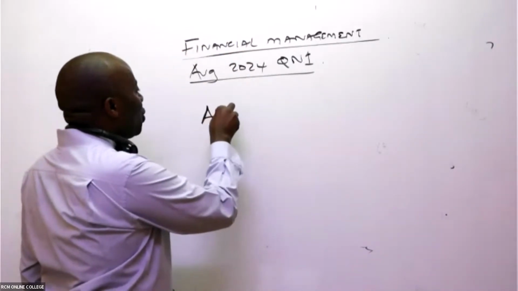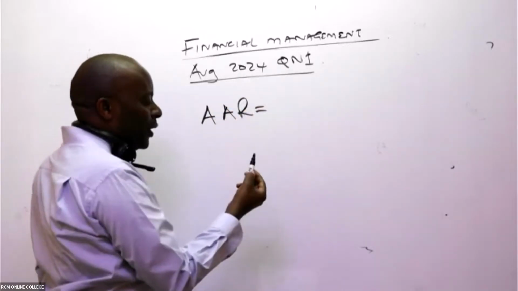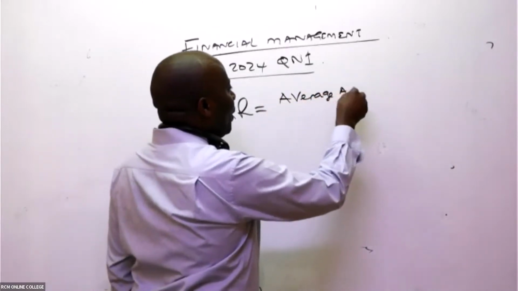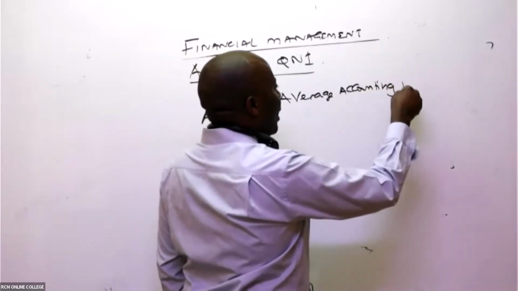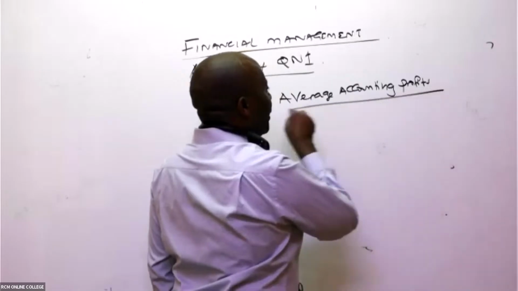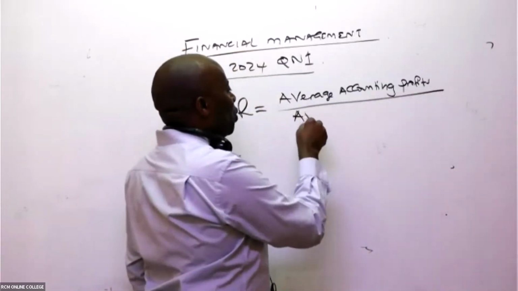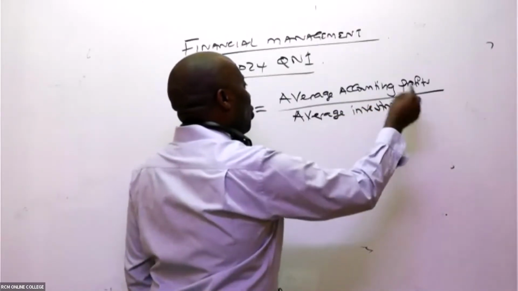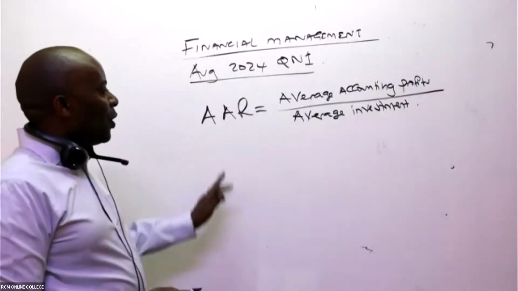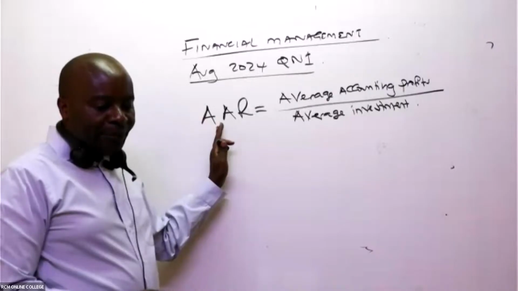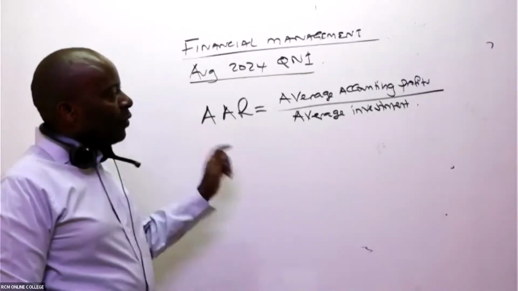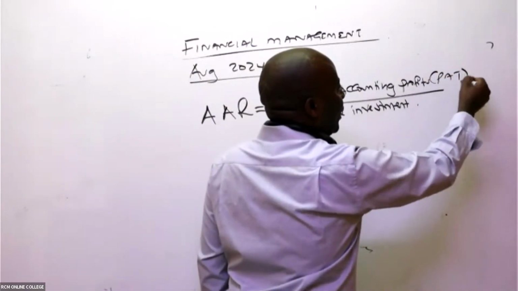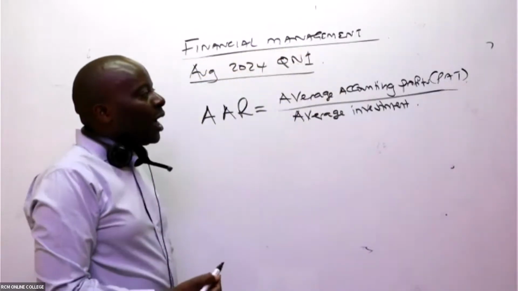We know that the average accounting return will be the average accounting profits all over average investment. This is how we get our average accounting return. The average accounting return, we take the average accounting profits, preferably which profits are this net income. So preferably the profit after tax. The profit after tax. Preferably the profit after tax.